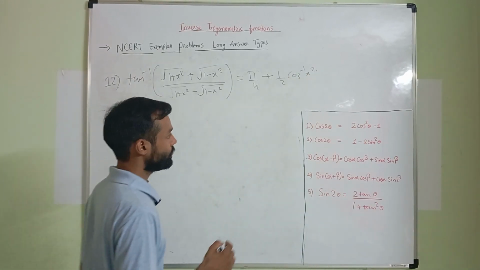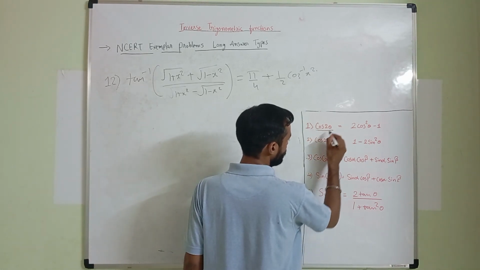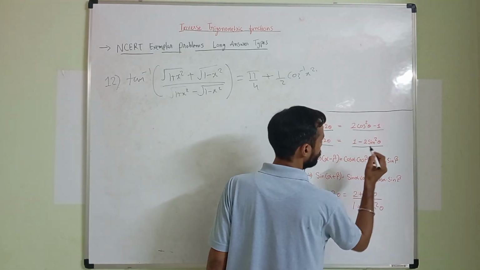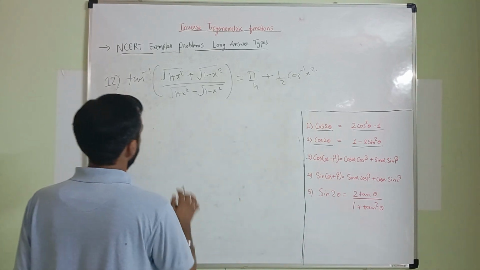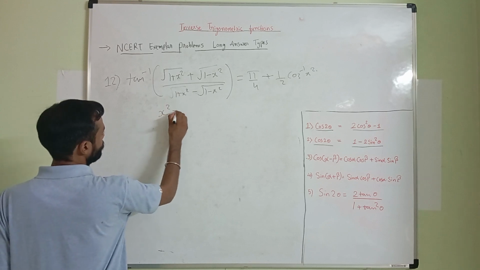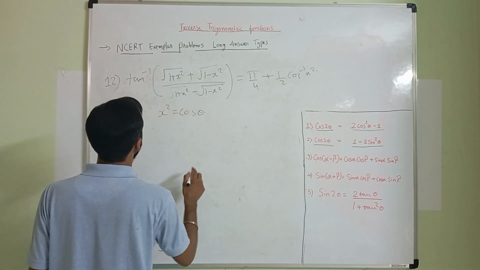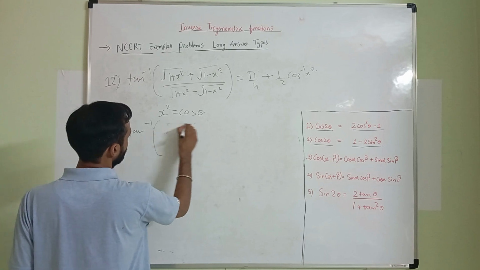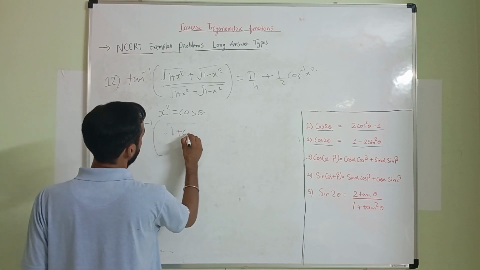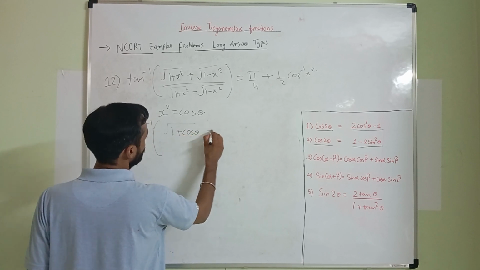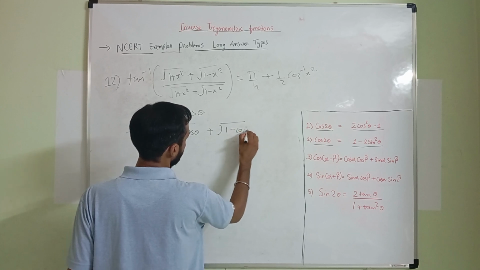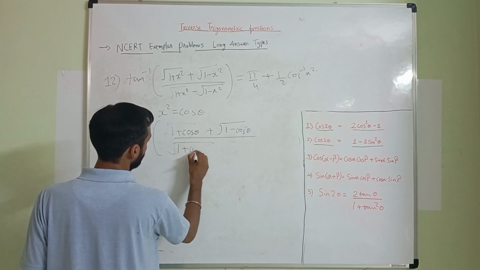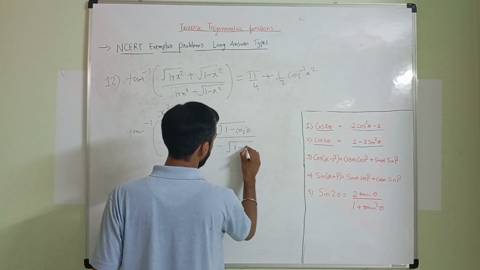In this problem we will apply two formulas of cos 2 theta, one is 2 cos square theta minus 1 and another is 1 minus 2 sin square theta. First of all, let us assume this x square to be equal to cos theta. Now in this place, tan inverse of under root 1 plus cos theta plus under root 1 minus cos theta upon under root 1 plus cos theta minus under root 1 minus cos theta.